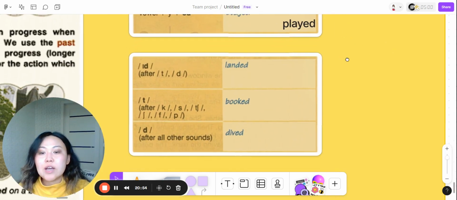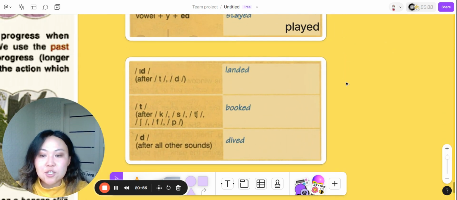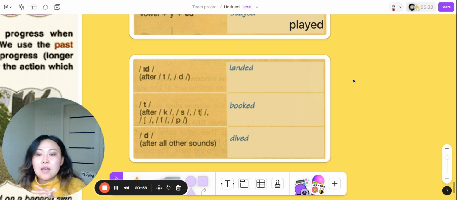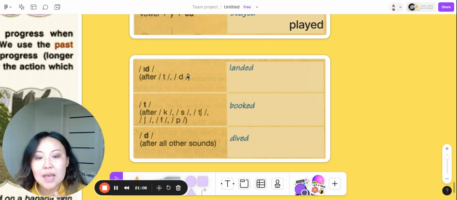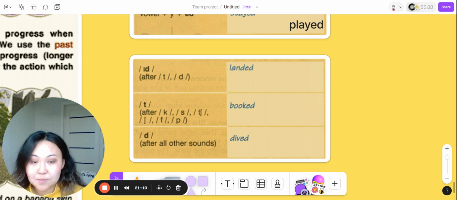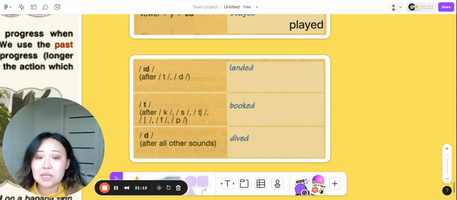So also I'd like to talk to you about the pronunciation of these ed endings. When you add ed after such sounds as t and d, we pronounce it as id. Landed, started. Sometimes when it's fast, you can hear it shortened, not id, but id.